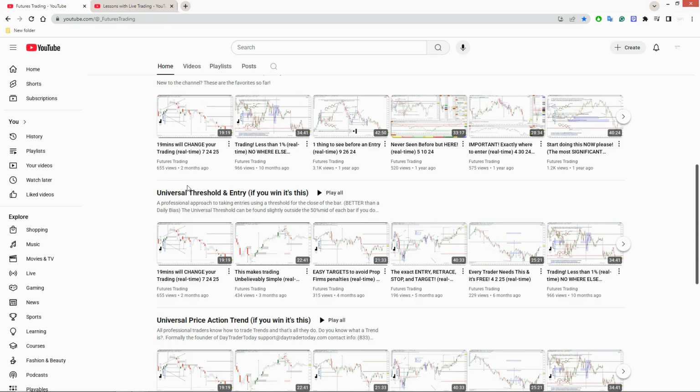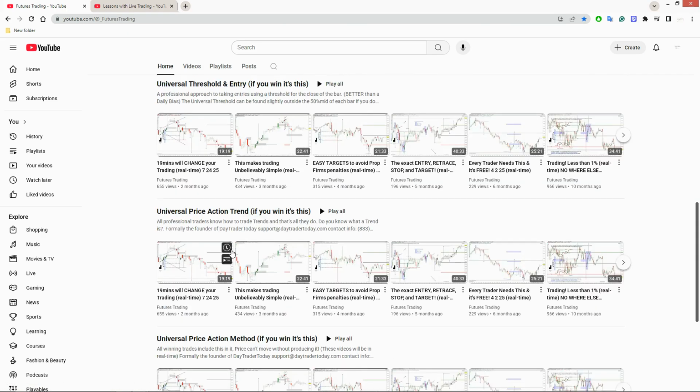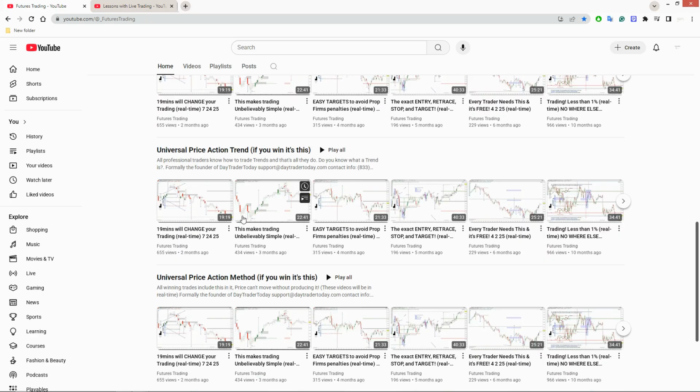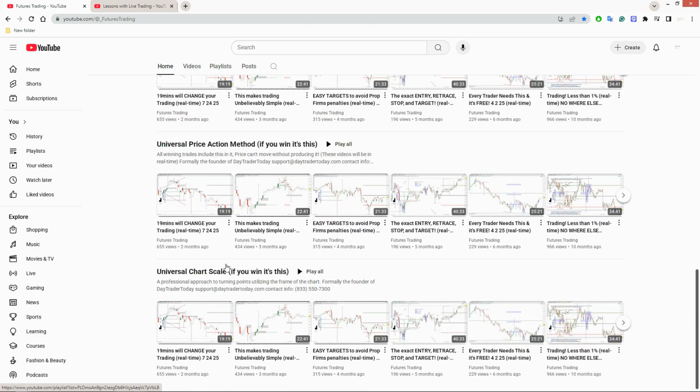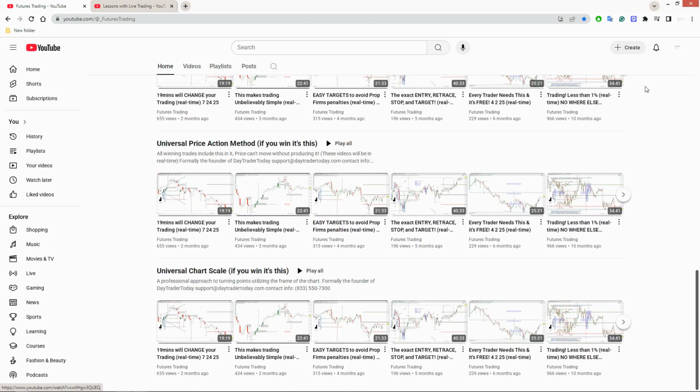A lot of information. Universal threshold: how far the live candle will pull back before resuming. We're going to talk about that price action trend as well. You just need to be able to count to 10. The price action method, again, this is the majority principle, which states that the minority is compelled to follow. And then that chart scale, I teach you how to use your hard right edge and know that the market can turn without having to look left.